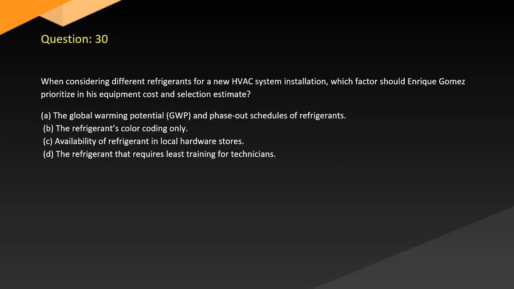Question 30. When considering different refrigerants for a new HVAC system installation, which factor should Enrique Gomez prioritize in his equipment cost and selection estimate? A. The global warming potential and phase-out schedules of refrigerants. B. The refrigerant's color coding only. C. Availability of refrigerant in local hardware stores. D. The refrigerant that requires the least training for technicians.